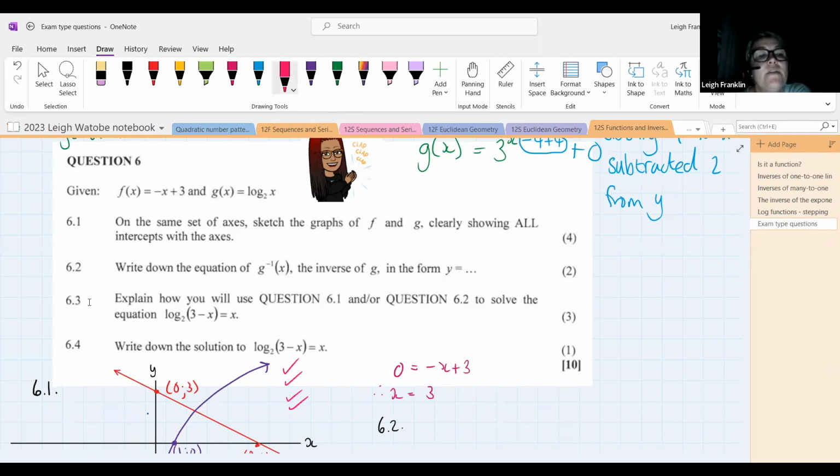All right. So now they want us to write down the equation of the inverse of g in the form y equals.